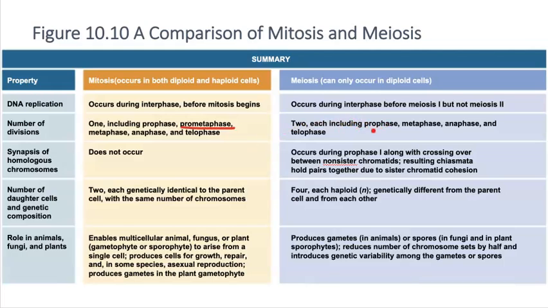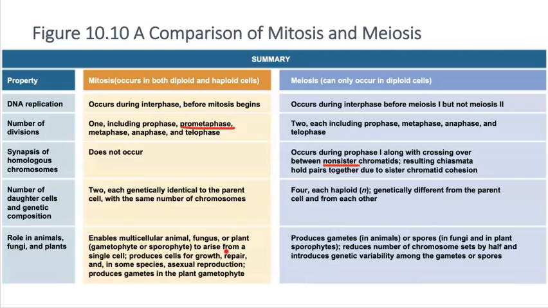So we say that there are just 4 stages. That's going to happen twice: prophase 1 and 2, metaphase 1 and 2, and so forth. We only go through that once for each mitotic division. Synapsis of homologous chromosomes, nope, doesn't happen in mitosis, but does happen in meiosis. It's when non-sister chromatids exchange genetic material at the chiasmata. The number of daughter cells, 2. The number of daughter cells, 4.